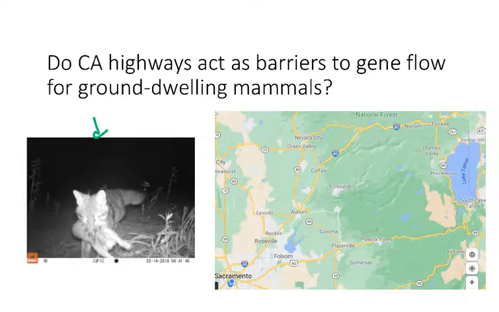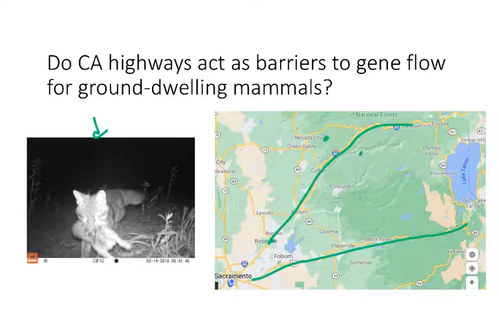But in the Sierra foothills, they were looking specifically at I-80 and US 50 to see if those particular freeways or highways were actually preventing gene flow of coyotes for populations found on one side of 80, for instance, versus the other side. So they collected scat samples from coyotes from both sides of these different freeways.